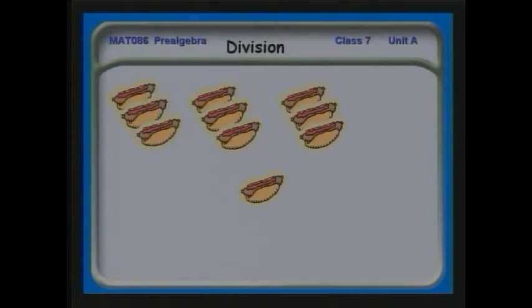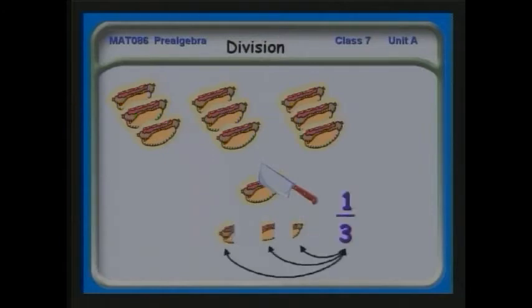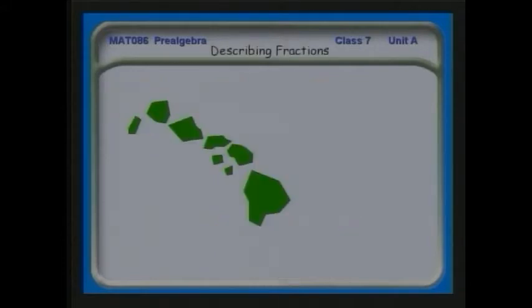You may remember here we had 10 hot dogs divided into 3 people. But we had 1 hot dog left over. How do we get it? Well, obviously we could fight for it, or we could get a knife and cut that hot dog into 3 pieces so that each person gets 1 piece of the 3. And we say that the person is getting 1/3.